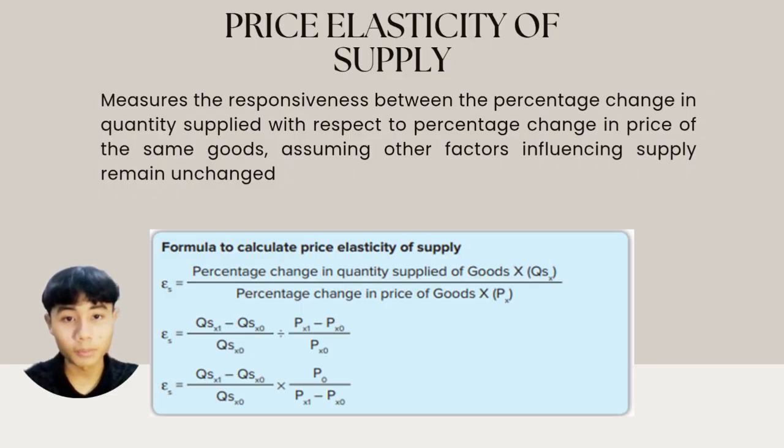Price elasticity of supply measures the responsiveness between the percentage change in quantity supplied with respect to the percentage change in price of the same goods, assuming other factors influencing supply remain unchanged. The formula to calculate price elasticity of supply is shown below.